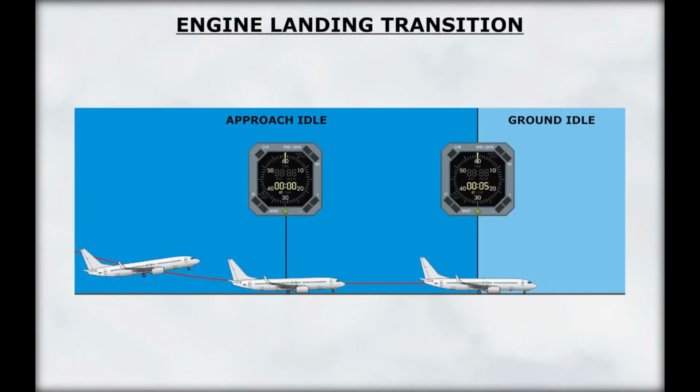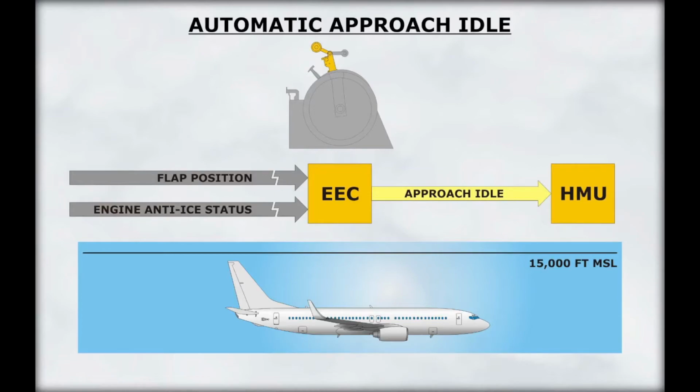The engines transition from approach idle to ground idle during the landing. The transition occurs approximately 5 seconds after touchdown. This delay keeps the engines at a higher speed in case a go-around becomes necessary after touchdown. In flight, if a fault prevents the EEC from receiving flap position or engine anti-ice status, the EEC will automatically select approach idle when the aircraft is below 15,000 feet MSL.